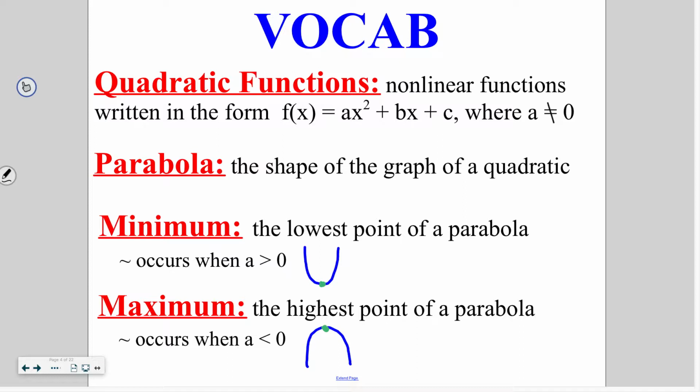A minimum is the lowest point on the graph of a parabola if it is opening upwards. So that U shape means that it's opening up. That green dot at the bottom is the minimum. This happens when a is greater than 0, aka a is positive. A maximum occurs in the opposite situation, the highest point on the parabola, again that green dot at the top of that example parabola, occurs when a is less than 0, aka negative.